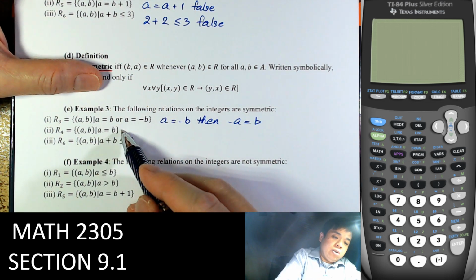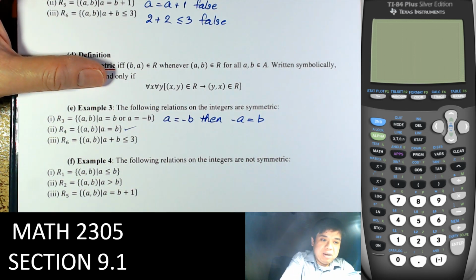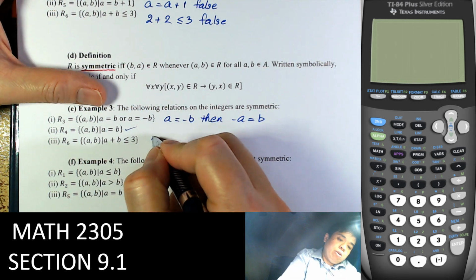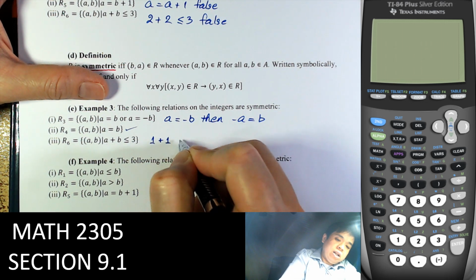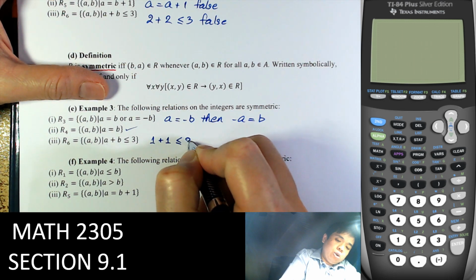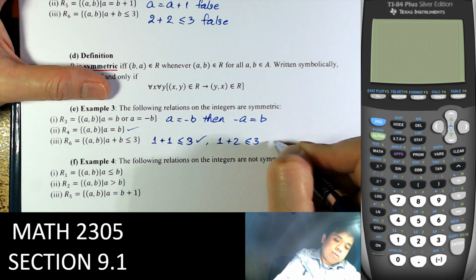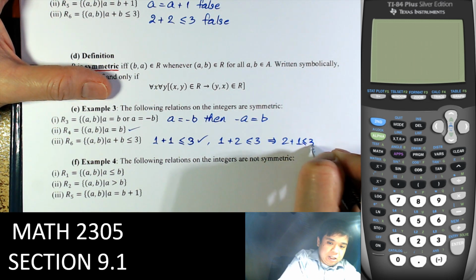Of course, equal is reflexive and symmetric. If a equals b, then b equals a. That makes sense. Now a plus b less than or equal to 3. For example, 1 plus 1 is less than or equal to 3, so it's good. And 1 plus 2 implies 2 plus 1. Yeah, so all of these check.